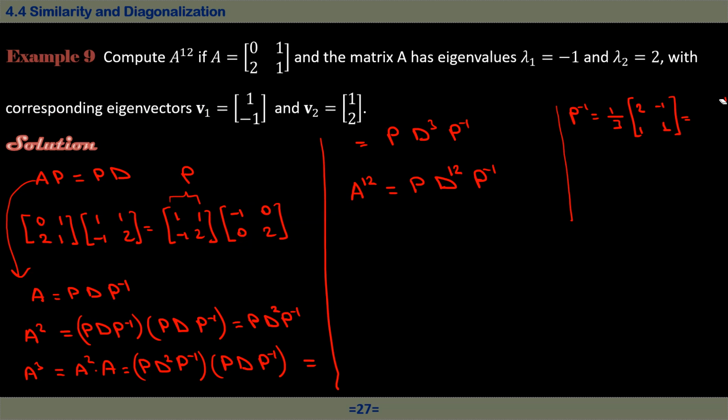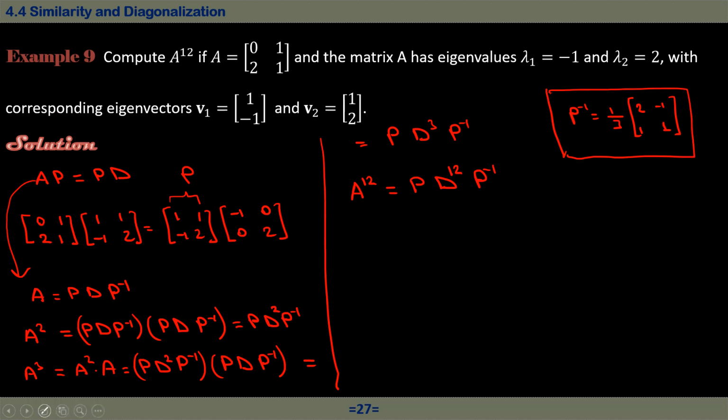Actually, so let's see, just right here. That is equal to, even I can just keep it like this. Okay, that's equal to 1 over 3 times this. That's our P inverse.